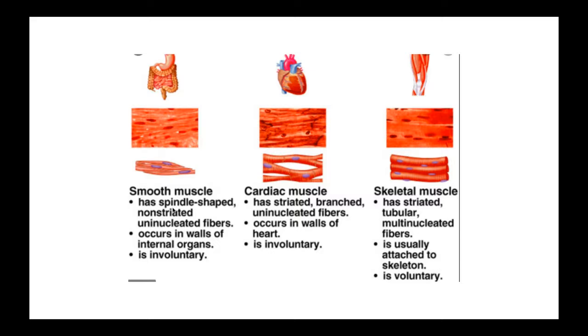Vaso means vessel. So when your vessels vasoconstrict, your blood pressure goes up. And if they vasodilate and open up, your blood pressure goes down. So smooth muscle is involuntary and it's smooth, it is not striated. Cardiac and skeletal are both striated, but cardiac is involuntary, much like smooth muscle, whereas skeletal is voluntary. So we have three different types of muscle.